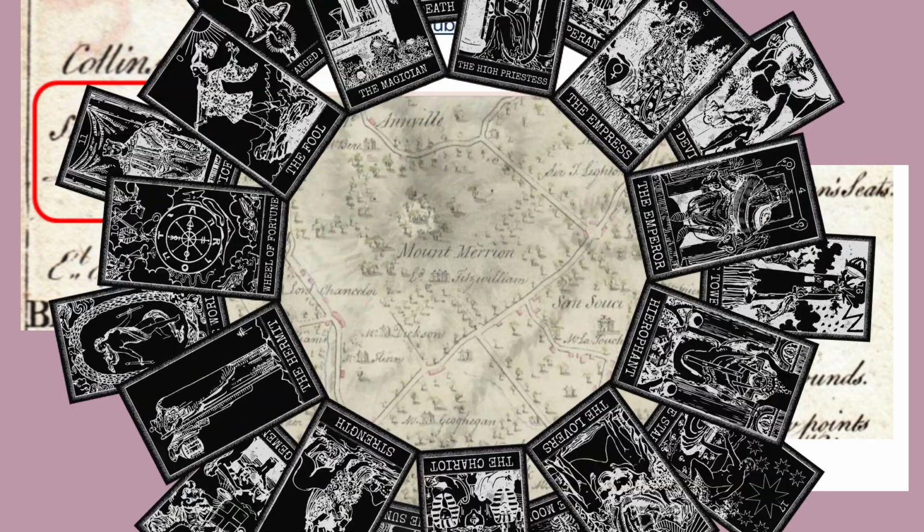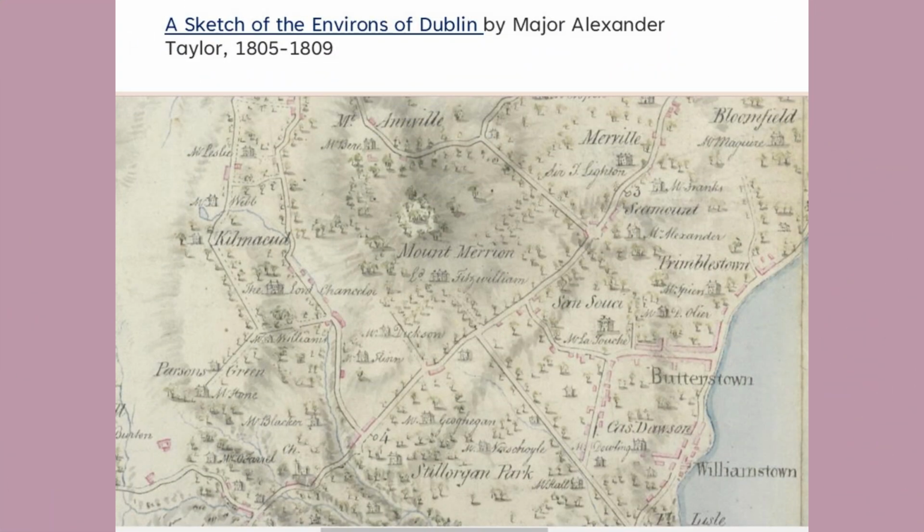Now, I shall move on to the next Taylor. So many Taylors. This is a sketch of the environs of Dublin by Major Alexander Taylor, the older brother of George Taylor. And he was a military engineer, a surveyor and a cartographer. And he planned surveys of over 2,000 miles of road in Ireland between about 1805 and 1815. So we can assume that the roads on this map are excellently done.